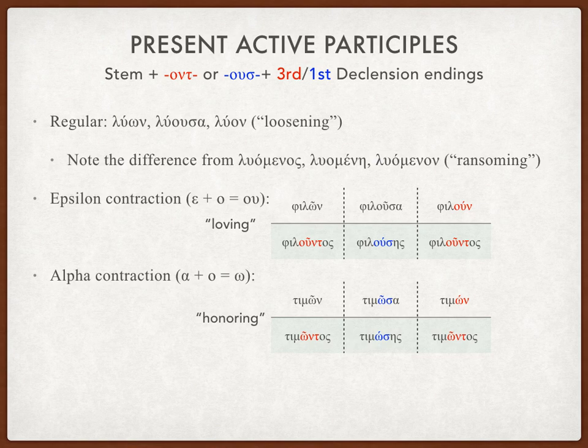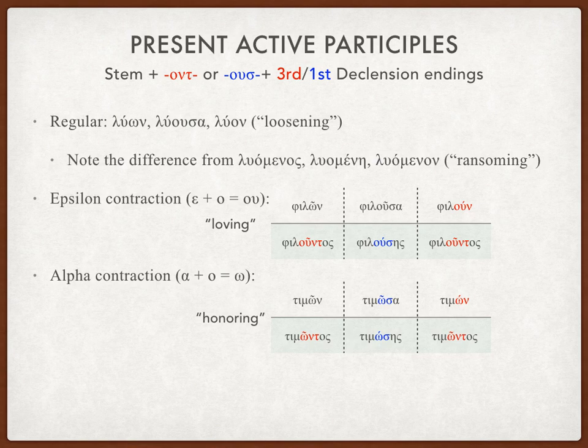Same rules for alpha contraction. As long as you remember that alpha with any O sound gives you omega, it's very straightforward to follow. So timon, sorry, not the loving, the honoring man. Timosa, remember alpha with any O sound, including U, is going to lengthen to omega. Timosa, the honoring woman, and timon, the honoring thing. If a tree decided to give you a medal, for example, it would be timon dendron, the honoring tree.